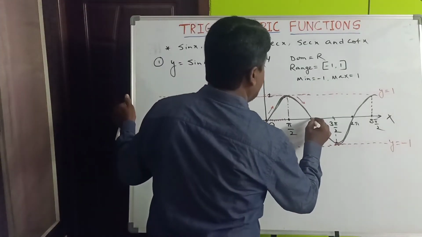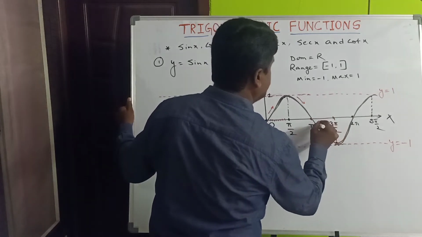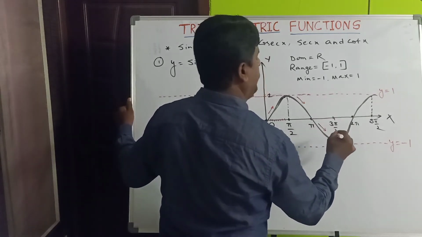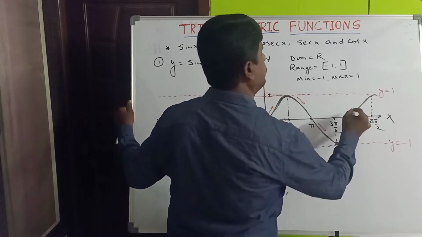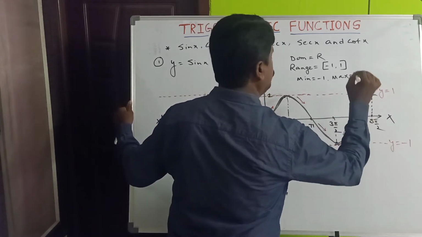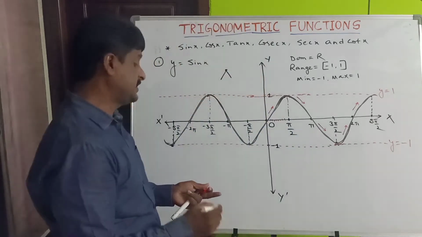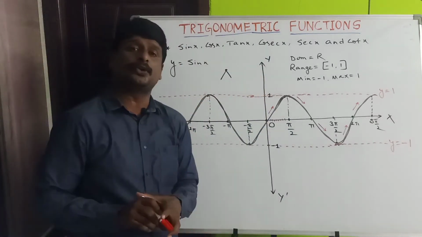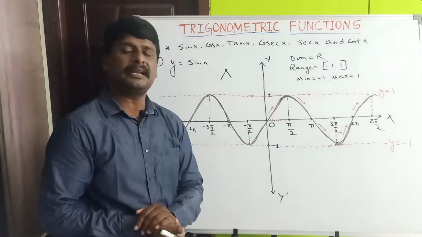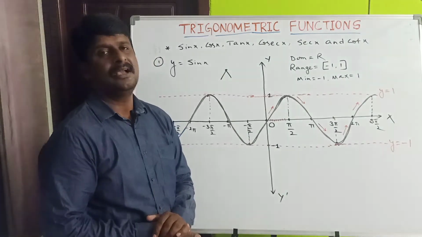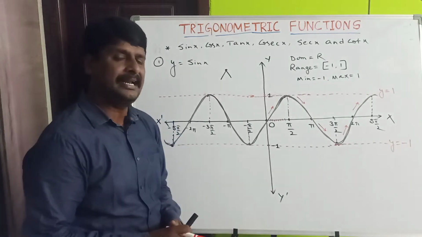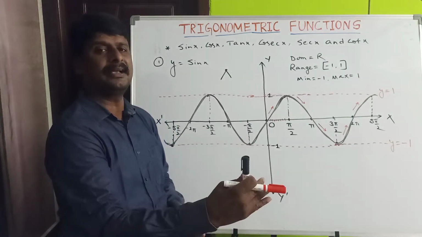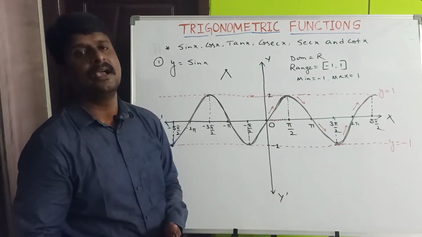Observe that from pi to 3 pi by 2 the same thing happens. From 3 pi by 2 to 2 pi, again it is increasing. So 2 pi to 5 pi by 2 also again it is increasing. So throughout the domain, the graph does not have a unique nature, either increasing or decreasing. That's why we can say that the sin x graph is neither increasing nor decreasing.